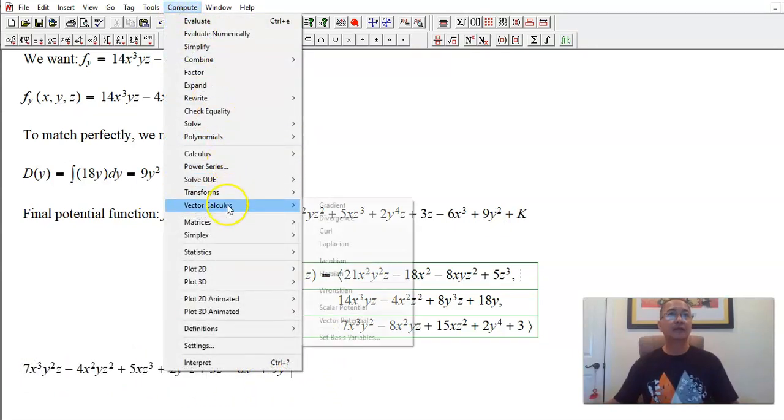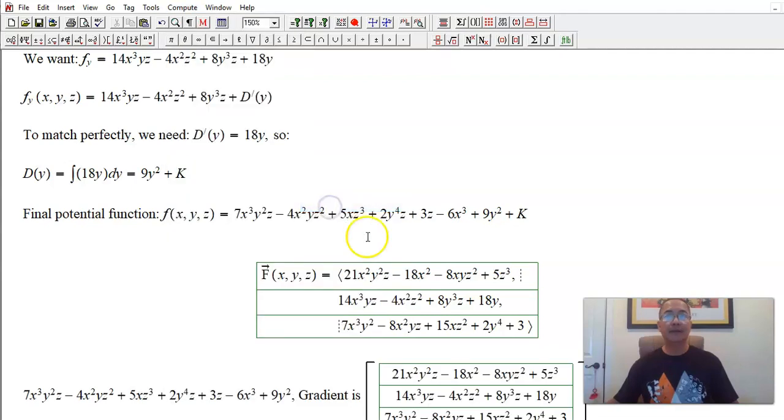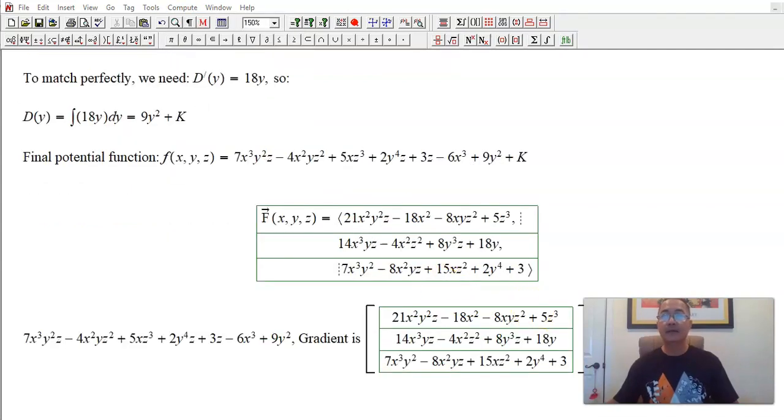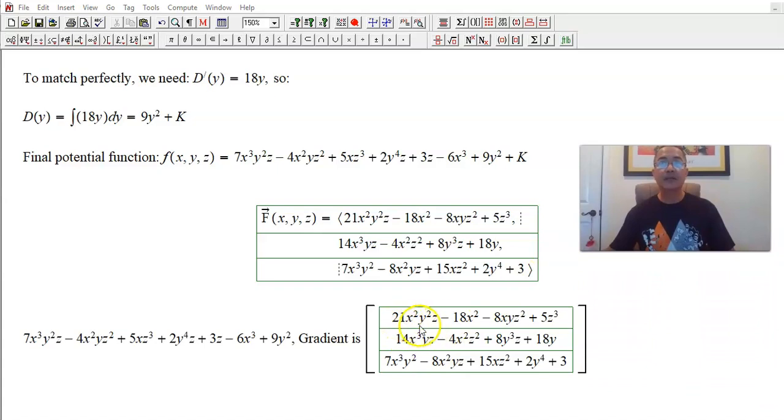Compute vector calculus gradient. Is it all there? We scoot out of the way. 21x. Yes, yes, yes, yes, yes, yes. Okay, there you go. Yeah, it's all there. I think that 3 came from down there, that errand 3.